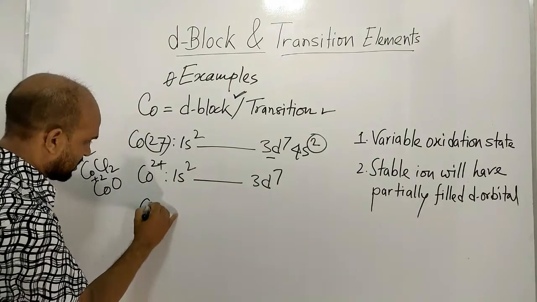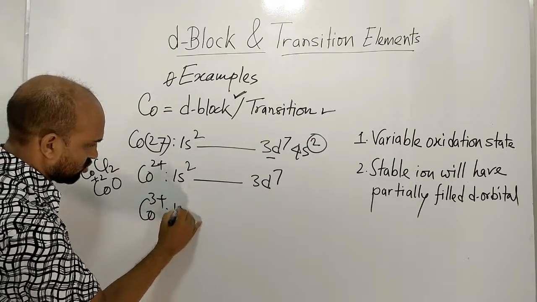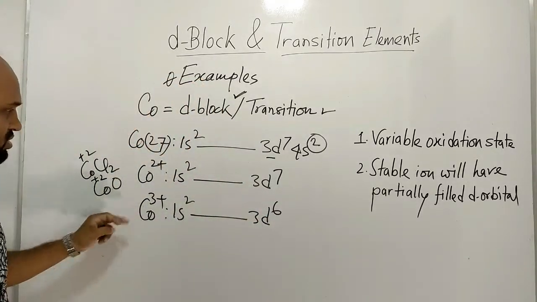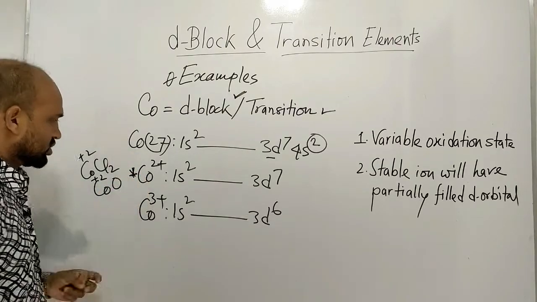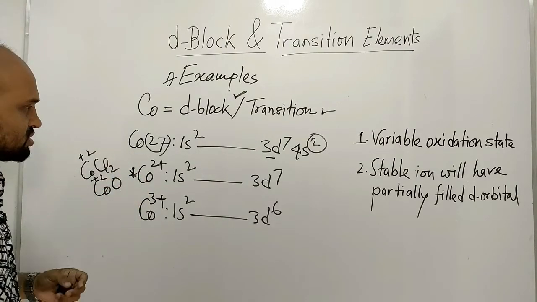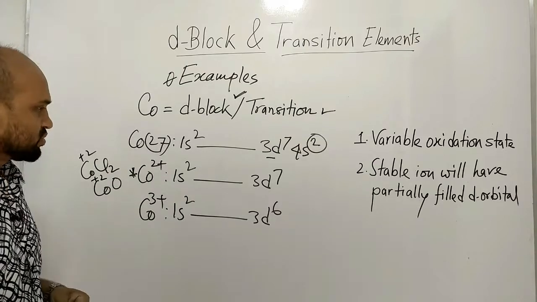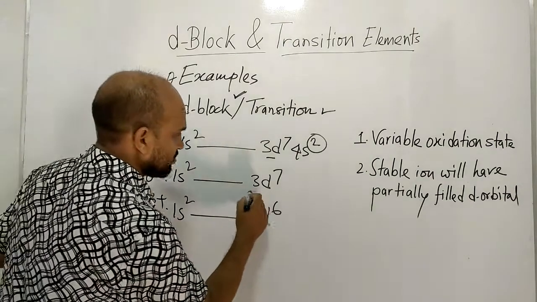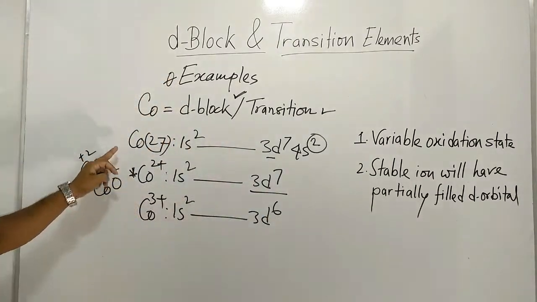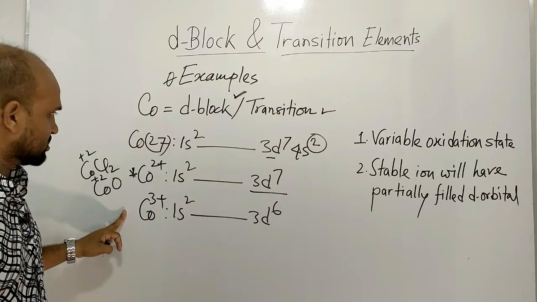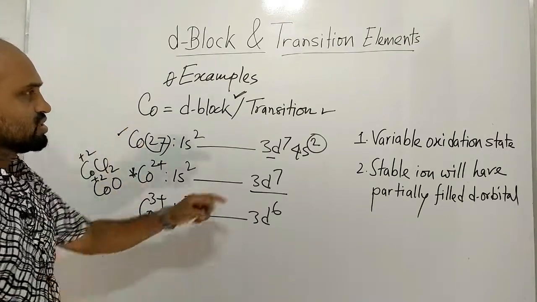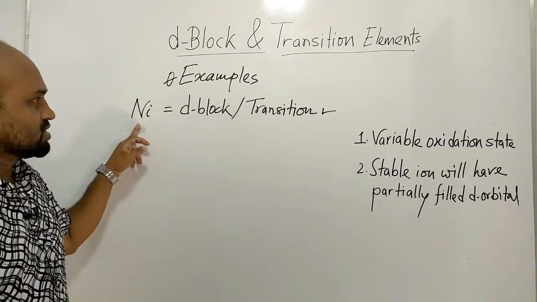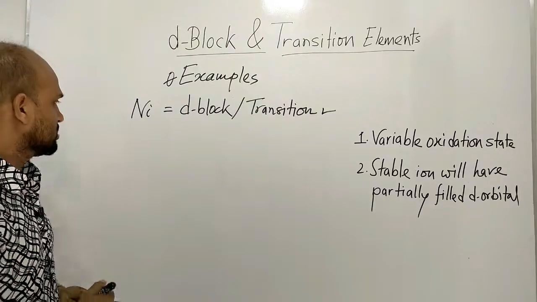and cobalt 3+: 1s2, here 3d6. From these two ions, this is the stable ion because compounds of cobalt 2+ are available in nature. From this consideration, this is the stable ion which contains a partially filled d orbital, and cobalt can show variable oxidation states. So cobalt is a kind of transition element as well.